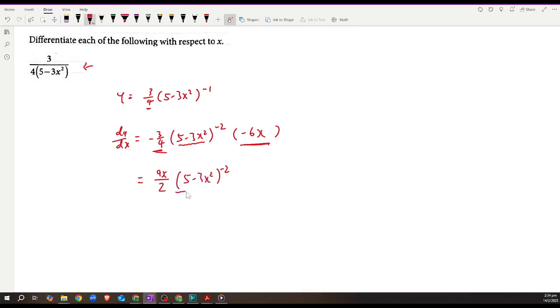negative 2. Okay, we can change this to a fraction and then combine. So 9x over 2 times 1 over (5 minus 3x squared) to the power of 2. And then when you multiply, the numerator just multiplies and the denominator also combines. 9x over 2 times (5 minus 3x squared) squared. And this is the final answer.